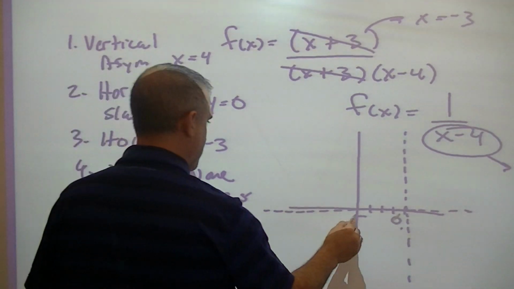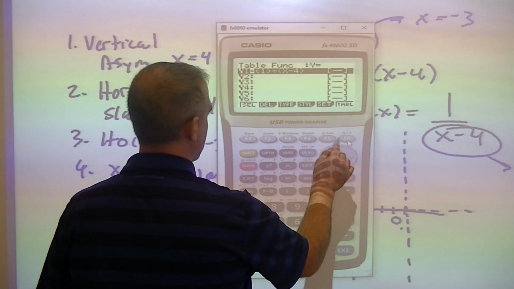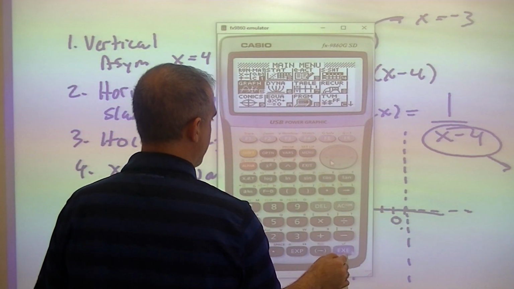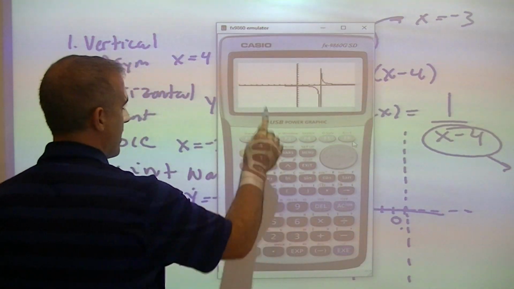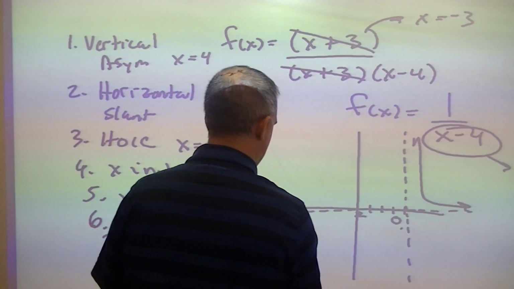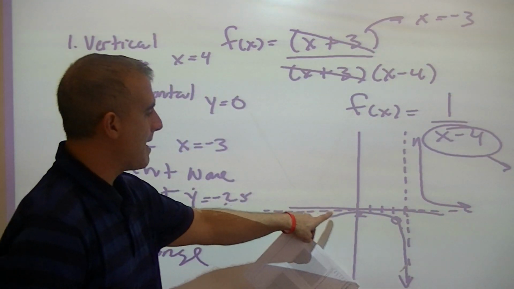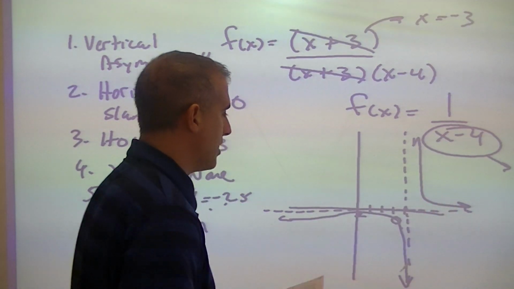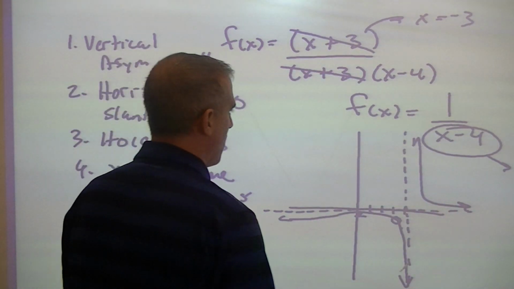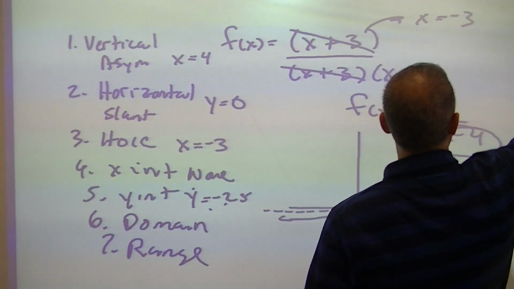The y-intercept would be here, okay? And then if you look at the curves in the graph, you can see that the curves are going to go here. I'm only picky that it goes through the asymptotes and the intercepts and the holes. Okay, all right.